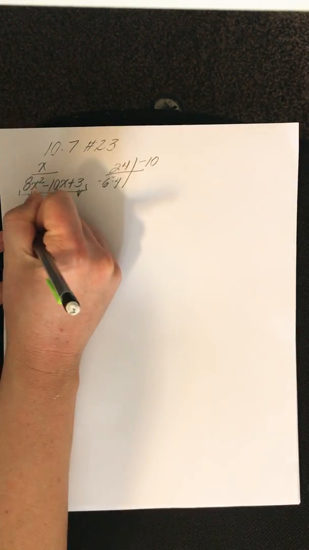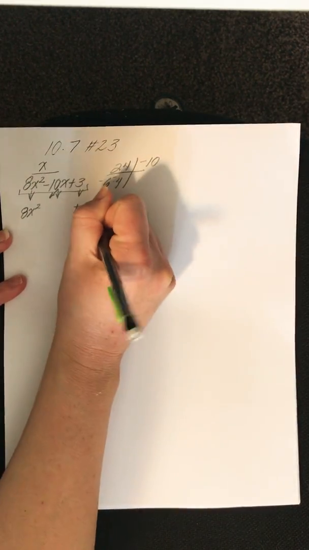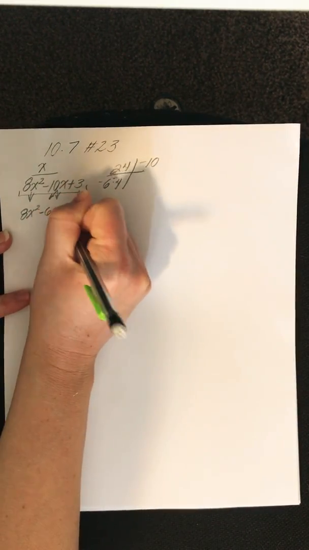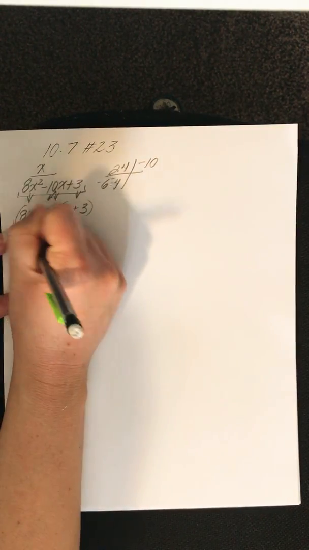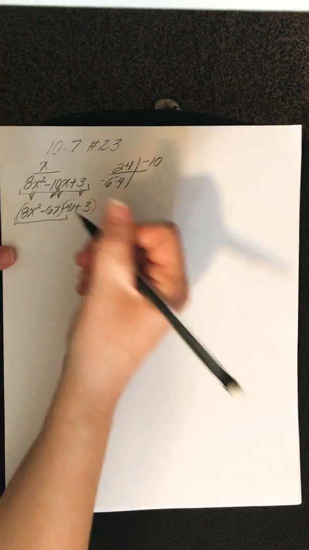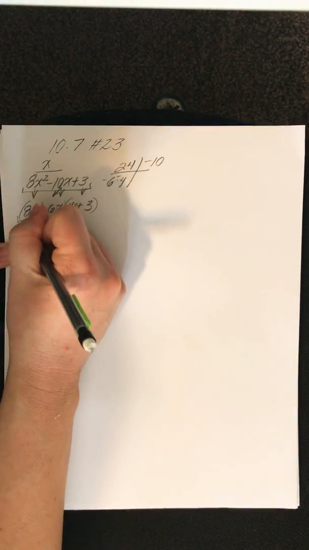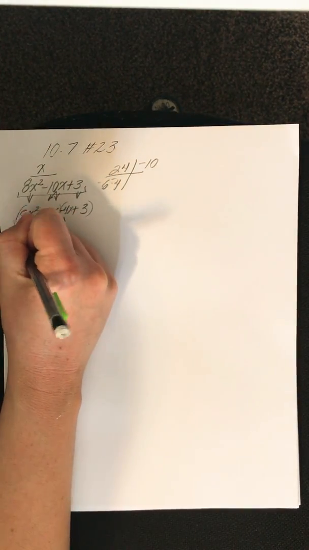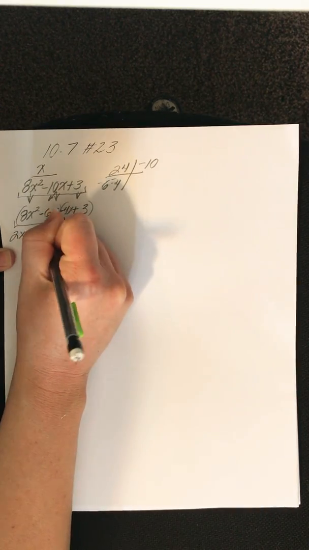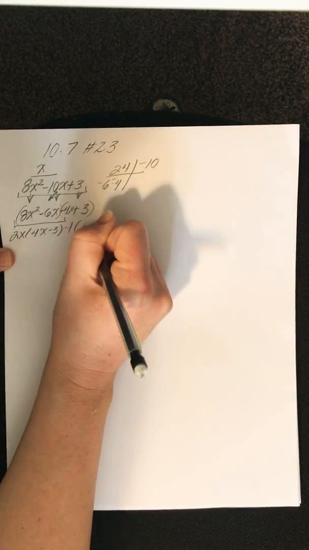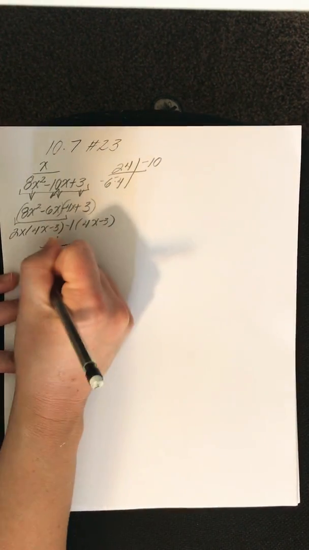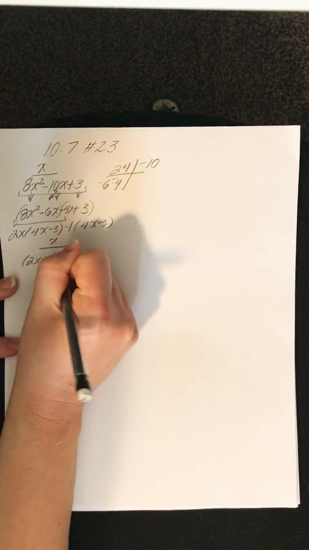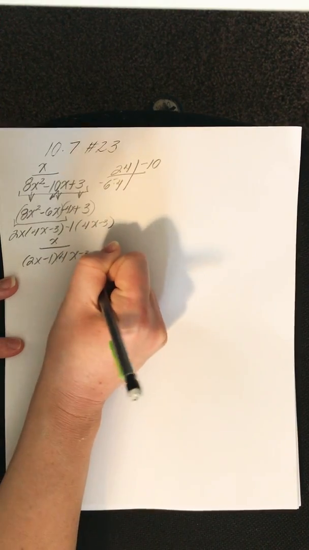So we drop down 8x squared plus 3. We break down our middle term as minus 6x minus 4x. Parentheses in both terms. We know how to do this, so I probably don't need to really say anything more. Pull out a 2x. Left is 4x minus 3. Pull out a negative 1. Left is 4x minus 3. Okay, so we're looking at x over 2x minus 1, 4x minus 3.